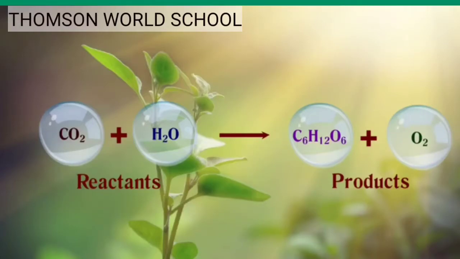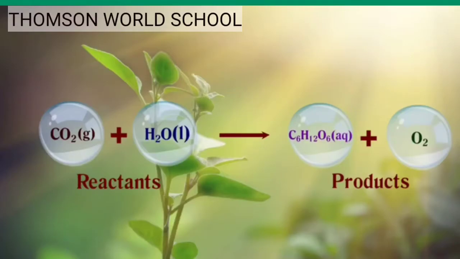as products. So in this case, carbon dioxide is in gaseous state, water is in liquid state, glucose is obtained as solution and oxygen is released as gas. Now these physical states are enclosed within a bracket. So this is how we write a chemical reaction.